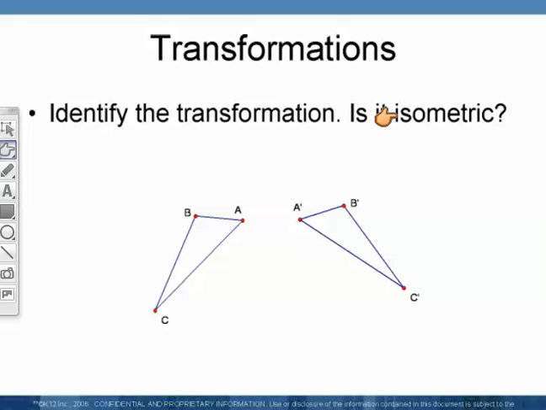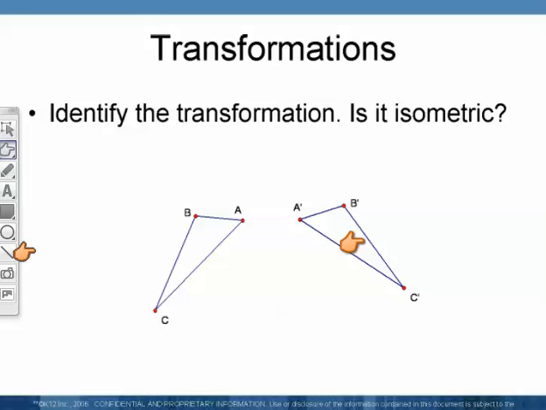Okay, shape and size. Same shape and size. That's what isometric means. So non-isometric would mean that it changes shape. Well, this one doesn't. It stays the same shape. It's a triangle here and it's a triangle over here. If you look at the distance from A to B, it'll be the same distance from A to B over here. And the same distance from B to C will be the same distance from B prime to C prime over here. So it's just a change in the object.